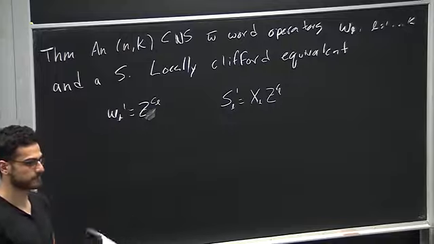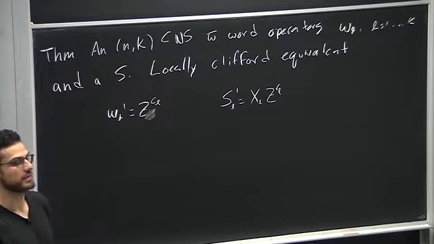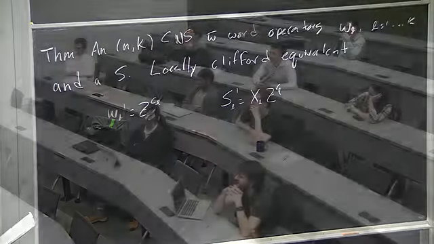Sorry, you said that they didn't have any restrictions. They could be tensor products of X, Y, Z, and I. Yeah, on each qubit. They have to be Paulis. They have to be Paulis, yes. Sorry. Thank you. So, a quick proof of this.